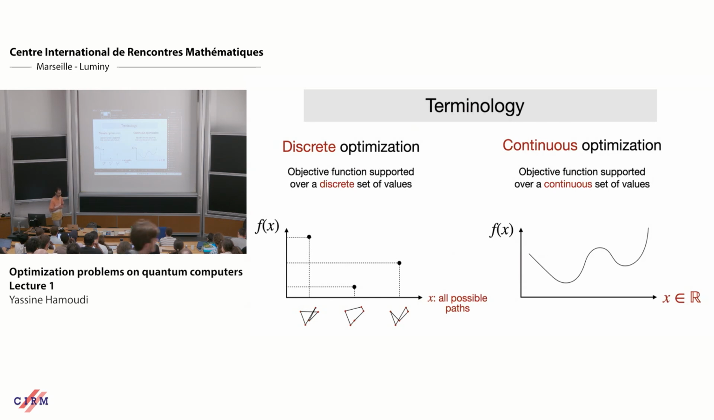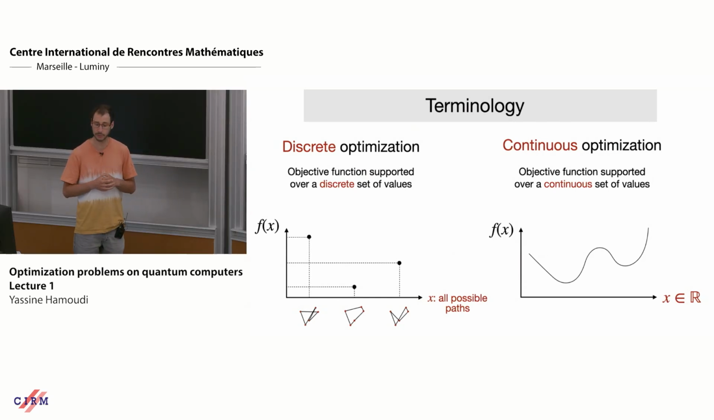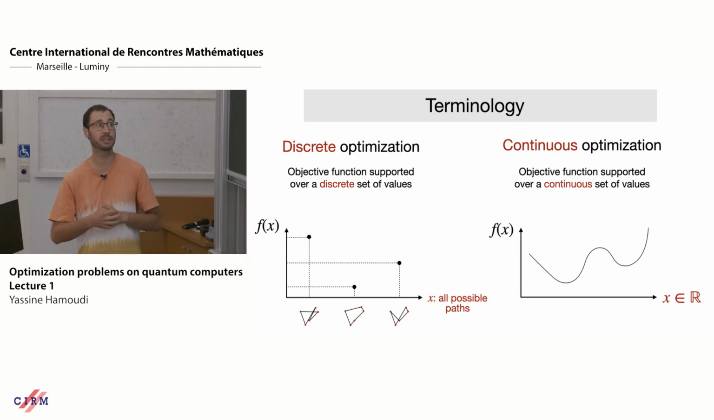Okay, let me start by giving a few definitions, some terminology which is very often encountered in optimization and which will be used later in the course. So the first point of terminology is discrete versus continuous optimization. This is a property of the set over which you are optimizing.